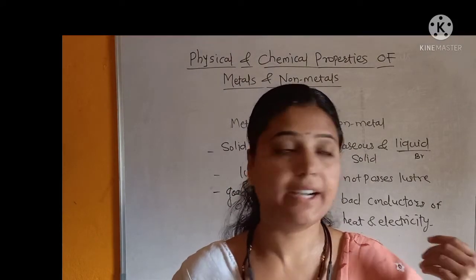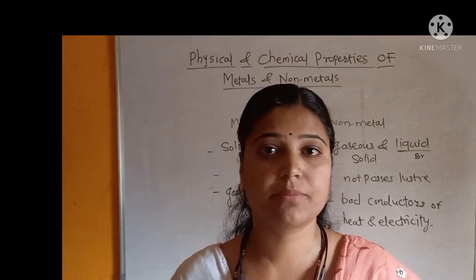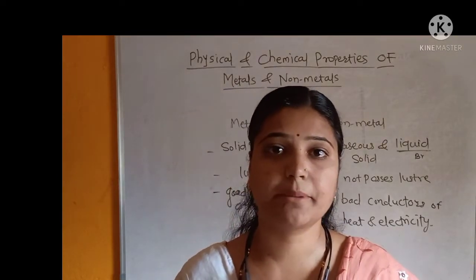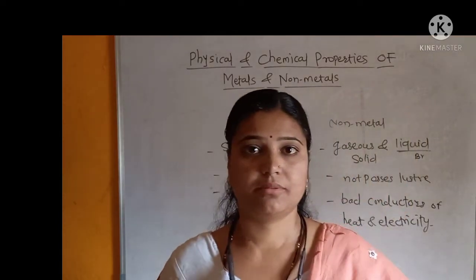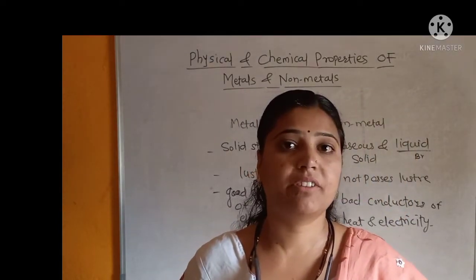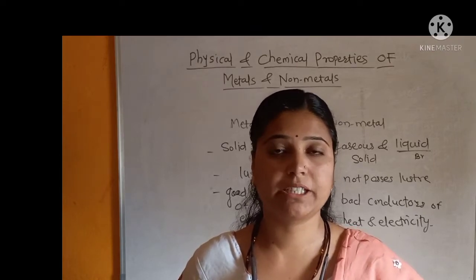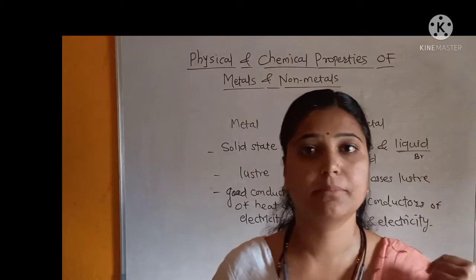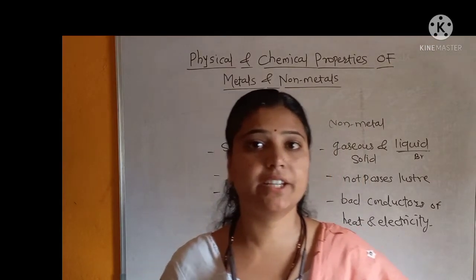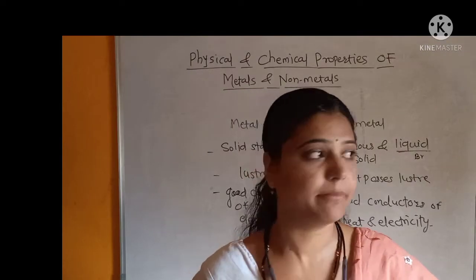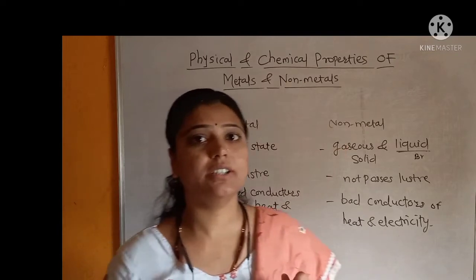Non-metals do not have ductility, and malleability is also not found in non-metals. Using malleability, we make flat sheets of metals. Using ductility, we also make wires from metals. This property is present in metals and not present in non-metals. Ductility and malleability are very important properties of metals, and they are not found in non-metals.